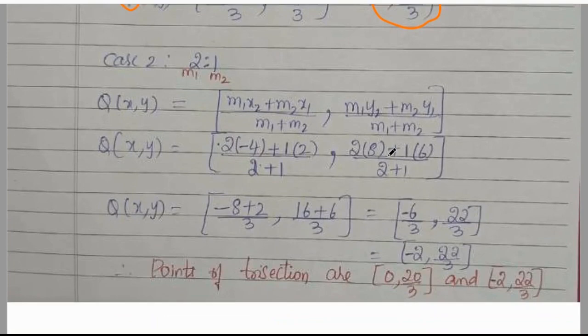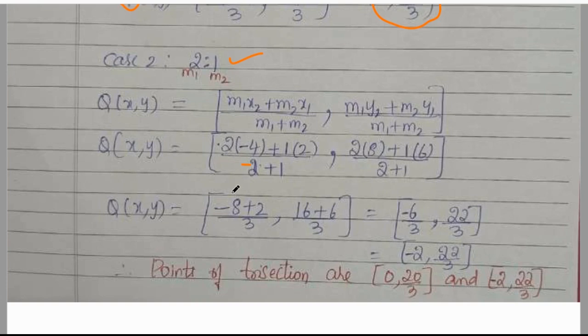సో దీన్ని ఇంకోసారి చేయాలి స్టూడెంట్స్, 2 times. Whenever it is trisection, we have to use the section formula 2 times. 1 with 1:2, just now we did. Now we will do with 2:1. So M1x2 plus M2x1 by M1 plus M2, M1y2 plus M2y1 by M1 plus M2. We will use the same formula, same points, but ratio is different, 2:1. M1 is 2, x2 is -4, M2 is 1, x1 is 2 by 2 plus 1. M1 is 2 here and y2 is 8, M2 is 1, y1 is 6 by M1 plus M2.